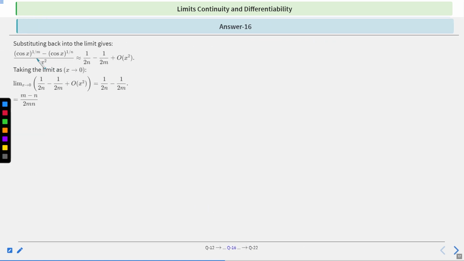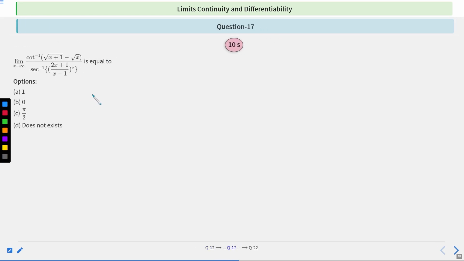Now substituting back into the limit gives (cos x to the power 1 by m minus cos x to the power 1 by n) upon x square is approximately equal to 1 by 2n minus 1 by 2m plus o(x square), right? Now taking limit x tending to 0, we will get this term as 0 and the answer is 1 by 2n minus 1 by 2m. So the answer is (m minus n) upon 2mn. Clear?